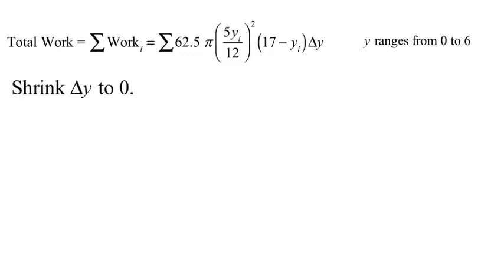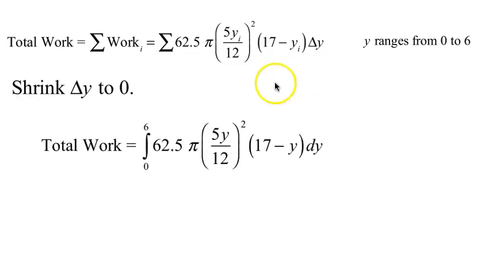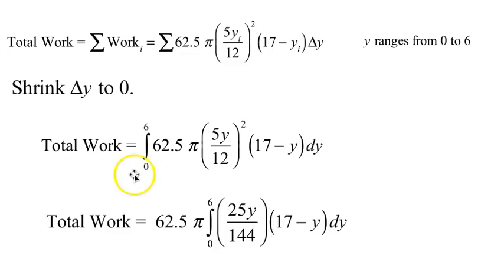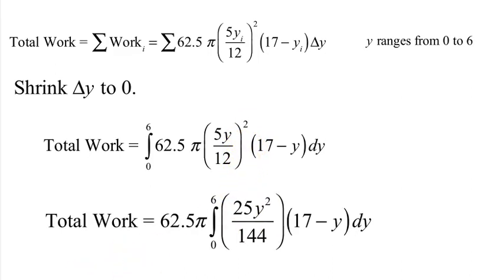As we shrink delta y to 0, we get the integral from 0 to 6 of 62.5 pi 5y over 12 squared times 17 minus y, and delta y becomes dy, as our limit of a Riemann sum becomes an integral. So all we've got to do now, we've done the hard part. Setting up the integrals is the hard part. Let's go ahead and evaluate it. So 5y squared should be 25y squared. Let me fix that.